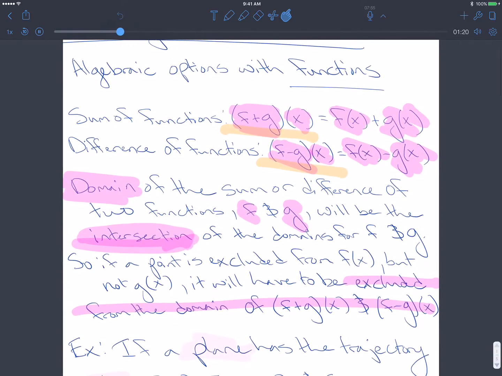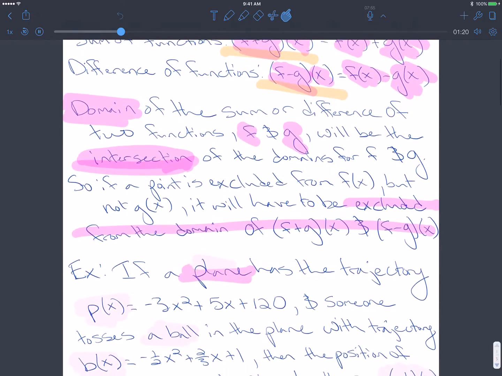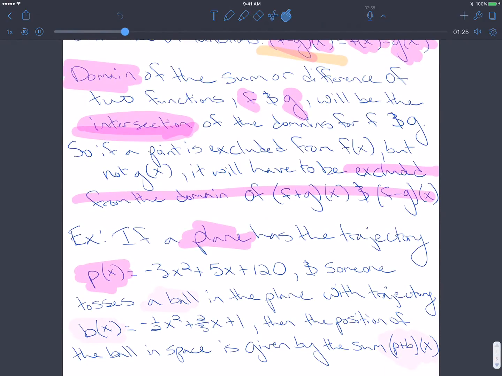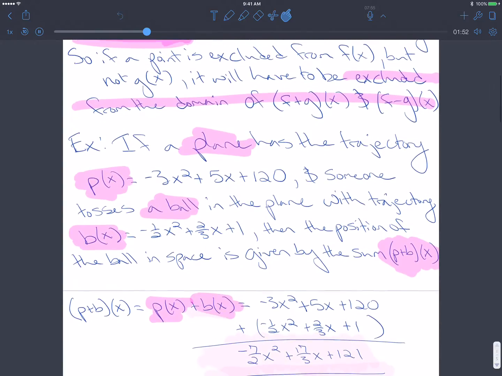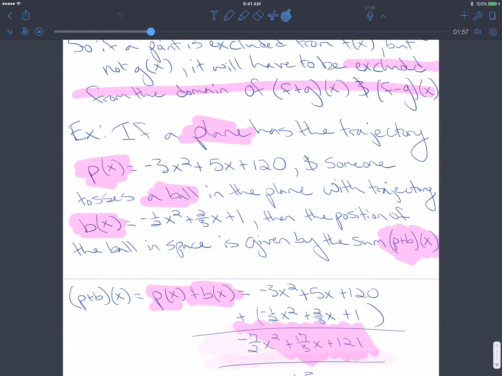If I give you an example, say you have a plane with a trajectory p of x that's given by negative 3x squared plus 5x plus 120, and inside that plane somebody tosses a ball that has its own trajectory within the plane of b of x, which is negative 1/2 x squared plus 2/3 x plus 1. Then the position of the ball in space overall is going to be given by the sum of those two trajectories, p plus b. So we can solve for that explicitly by taking the two functions and adding them together, p of x plus b of x, to get negative 7/2 x squared plus 17/3 x plus 121.